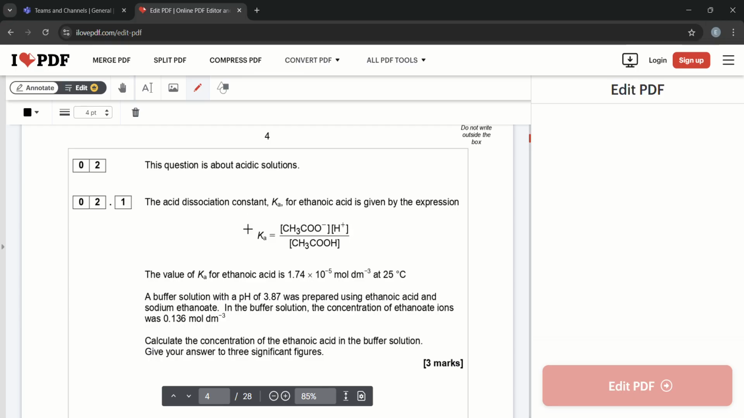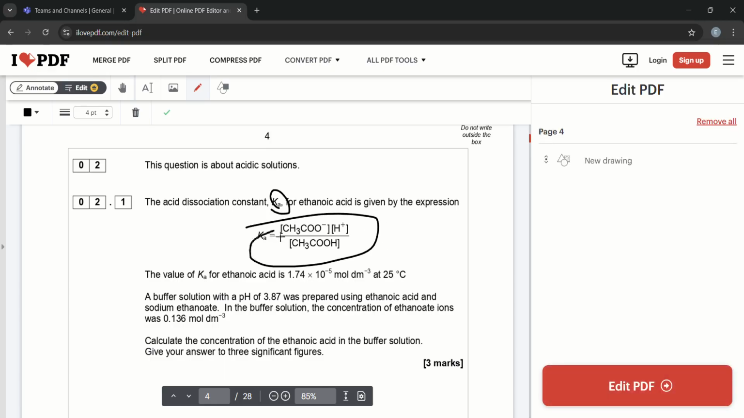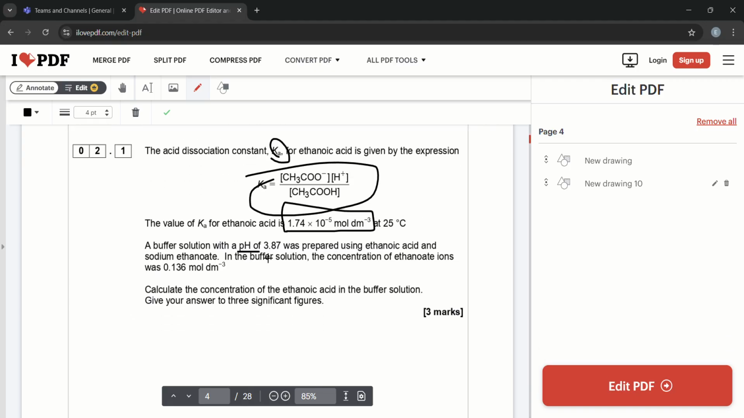questions for A-level. So this question is about acidic solutions. The acid dissociation constant Ka is given by this. We know the value of Ka is this at 25 degrees Celsius. A buffer solution with a pH of this was prepared using ethanoic acid and sodium ethanoate. The concentration of ethanoate ions was this. Calculate the concentration of ethanoic acid. Give your answer to three significant figures.